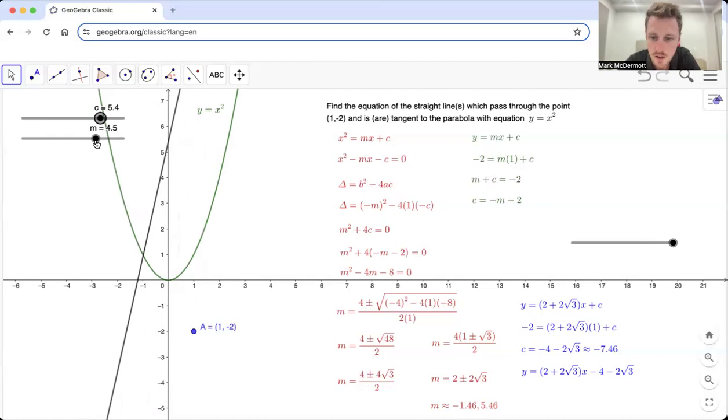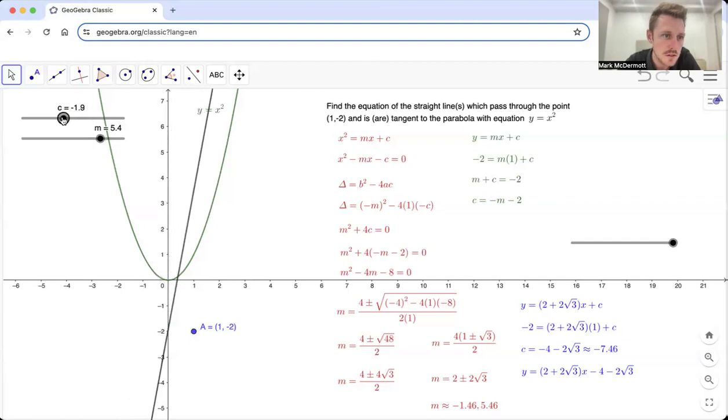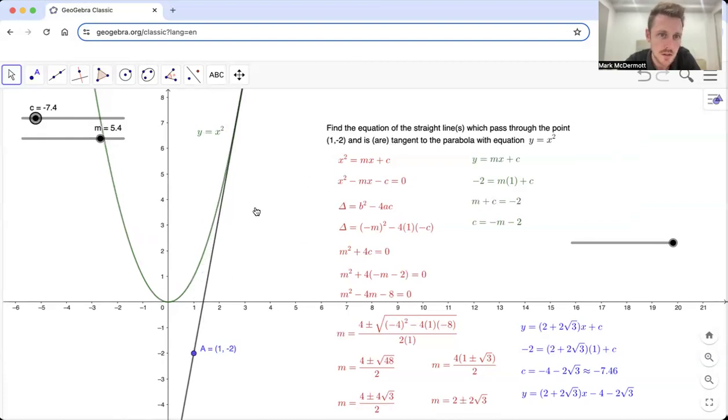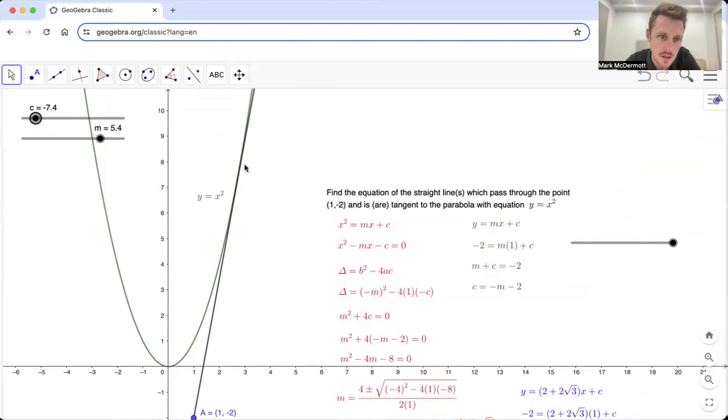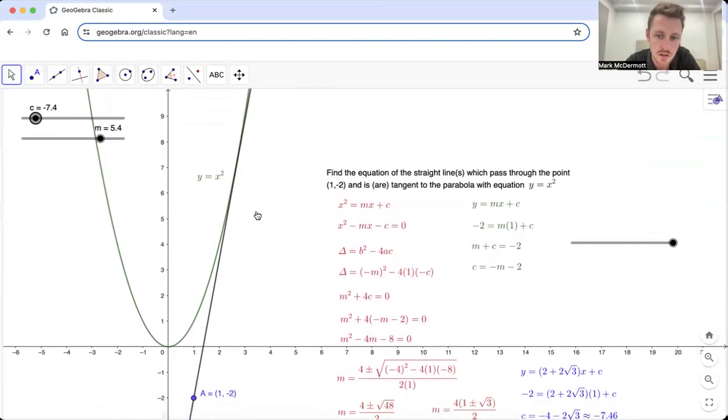And then, oh no, sorry, that's c. We need m to be 5.46. So that's about there. We need c to be approximately negative 7.46. It's about there. So you can see it's looking pretty good. It goes through that point there. And if we look up here, it looks like it just touches it here. I think we can do even better though.